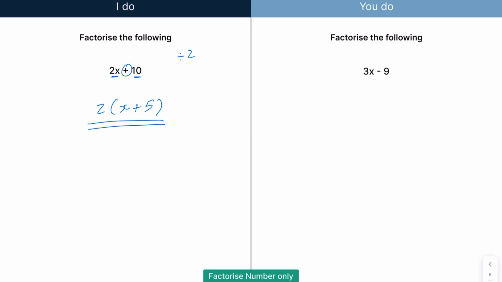So hopefully you've pressed pause and had a go at the example on the right. Now, what's common in 3x and 9? Well, they both go into the 3 times table. So I'll take the 3 out and I'll put the sign in the middle. Now, what do I times by 3 to get 3x? Which is going to be x. And then what do I multiply by 3 to get 9? That'll just be 3. So the final answer is 3 bracket x minus 3.